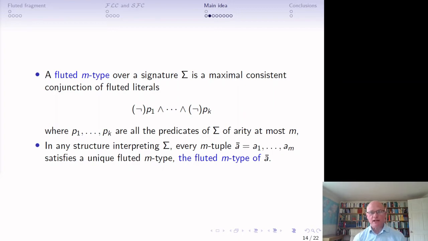Any m-tuple of elements in a structure interpreting the relevant signature satisfies a unique fluted m-type in that structure. Notice that if a predicate, say P1, has arity strictly less than m, then it's the suffix of the tuple that the predicate's applied to, not the prefix. Fluted m-types don't see relations involving proper prefixes of the tuple.